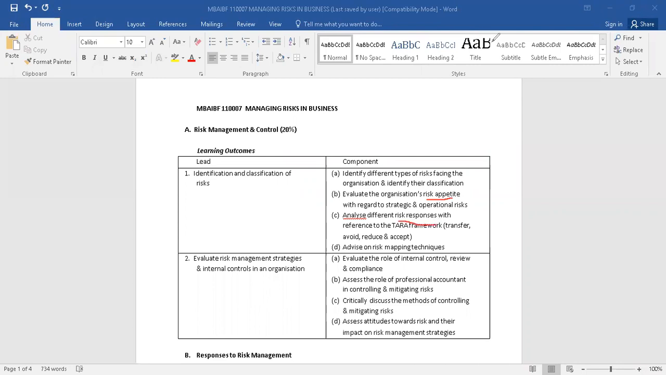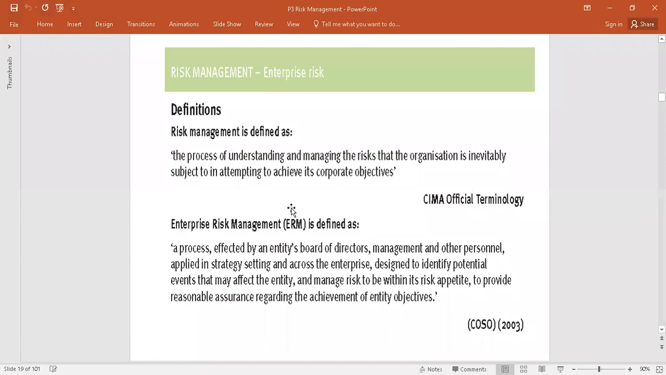What is the appetite? What is their attitude, in terms of the response they have towards different types of risk? So the risks have to be managed. So any process, the process of understanding and managing the risks that the organization is inevitably subject to in attempting to achieve its corporate objectives.